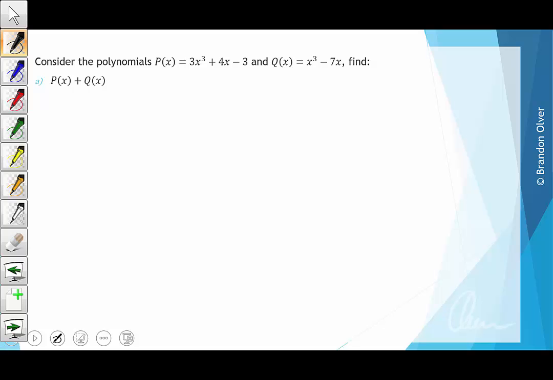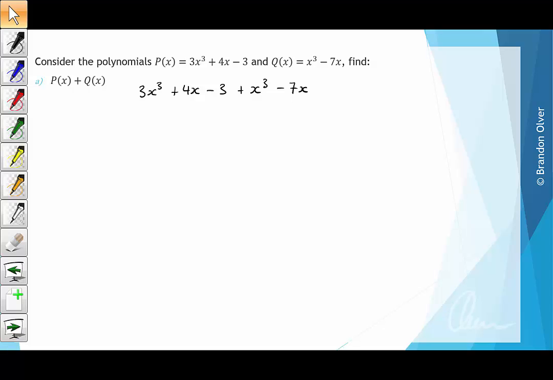So if you consider the polynomial p of x equals 3x cubed plus 4x minus 3, and q of x, which equals x cubed minus 7x, the first thing we want to find is p of x plus q of x. So for this one, we're just going to have 3x to the power of 3 plus 4x minus 3, and then we're going to add on x cubed minus 7x.